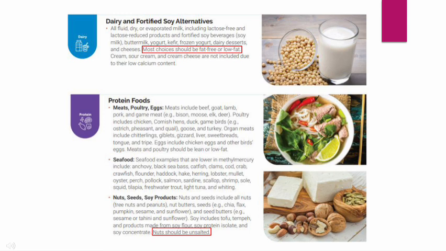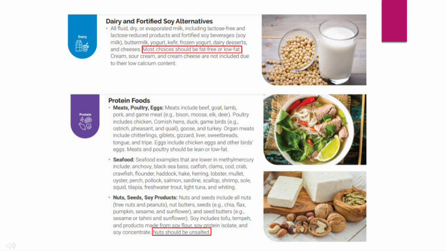First, dairy. Dairy products include milk, yogurt, and cheese. They are important sources of calcium, vitamin D, and protein. The recommendation is to choose low-fat or fat-free options when possible. For individuals who are lactose intolerant, alternatives such as fortified soy milk can be used. The goal is still the same, to meet calcium and nutrient needs.